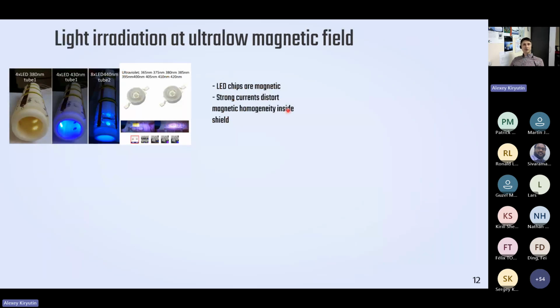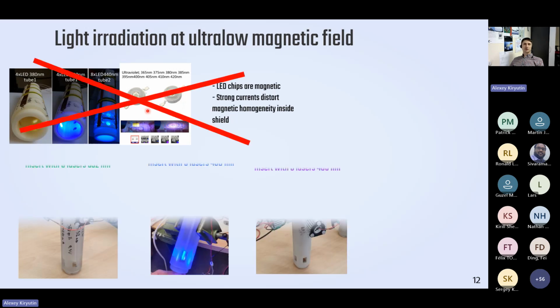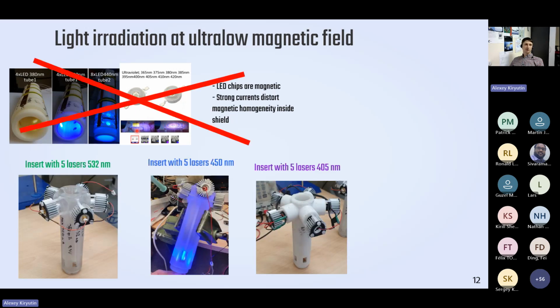To irradiate the sample inside the magnetic field, I initially used simple LEDs of various wavelengths arranged around the perimeter of the guiding tube to illuminate the sample from all sides. From the perspective of illumination, this setup worked well. However, there was a problem with the magnetic field. It turned out that the LEDs were slightly magnetic, but more importantly, the current flowing through them produced an additional magnetic field, which significantly disturbs the ultra-low magnetic field, which was unacceptable for our experiment.